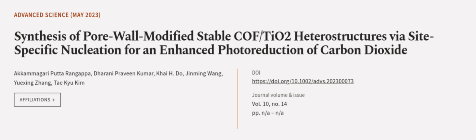artificial photosynthesis. This article was authored by Akkammagari, Putta, Rangappa, Dharani, Praveen, Kumar, Khai, H2, and others.